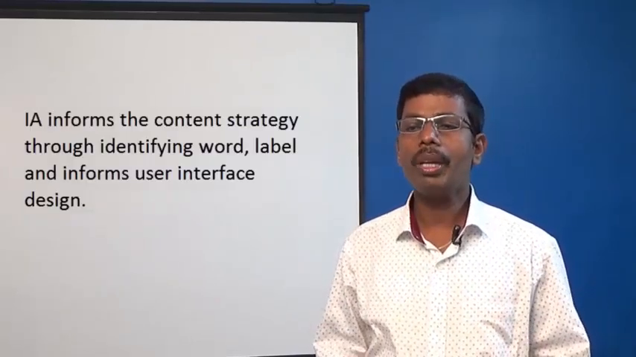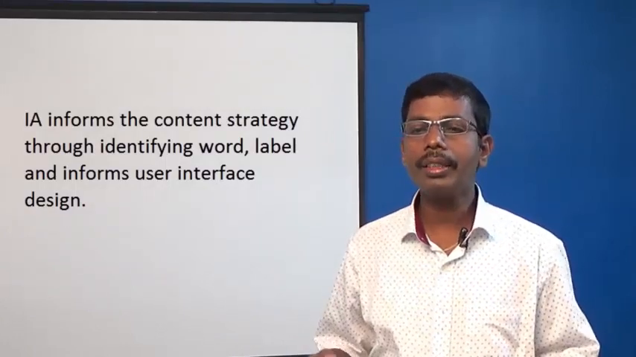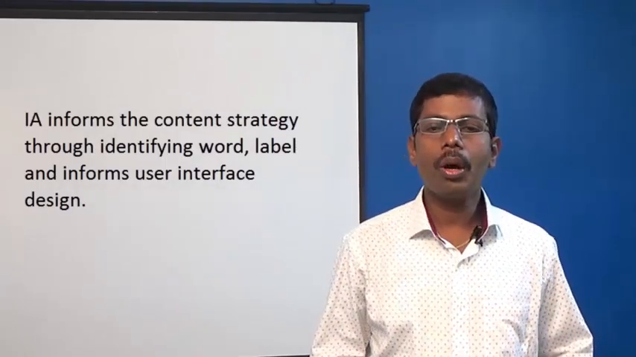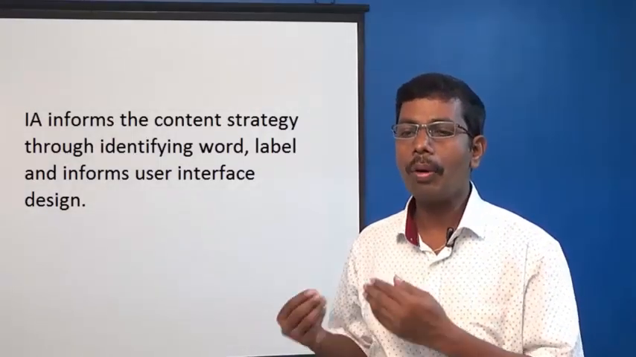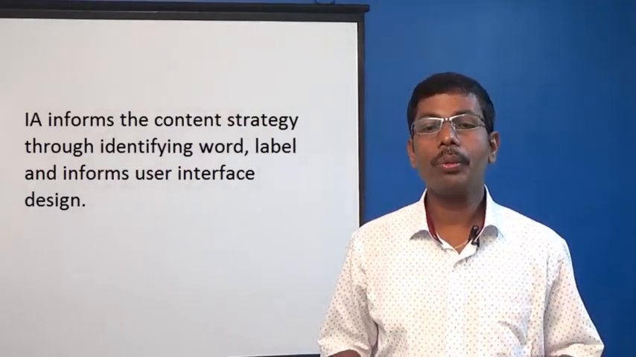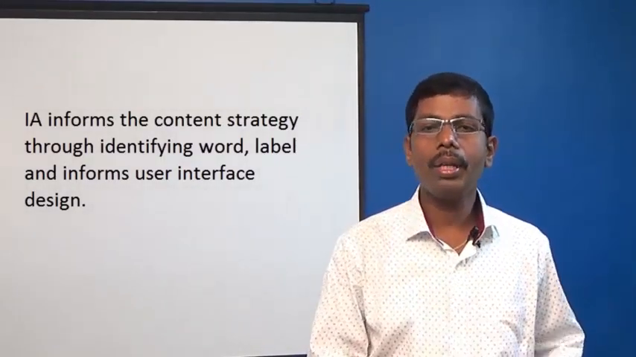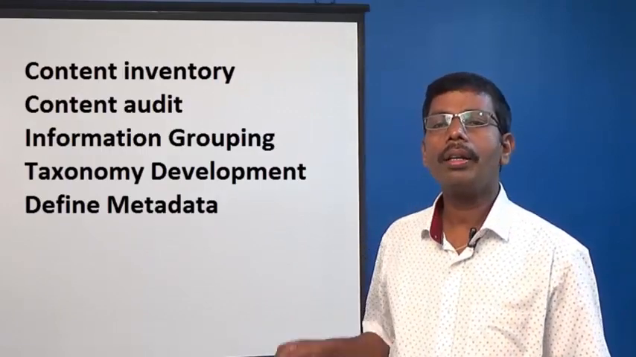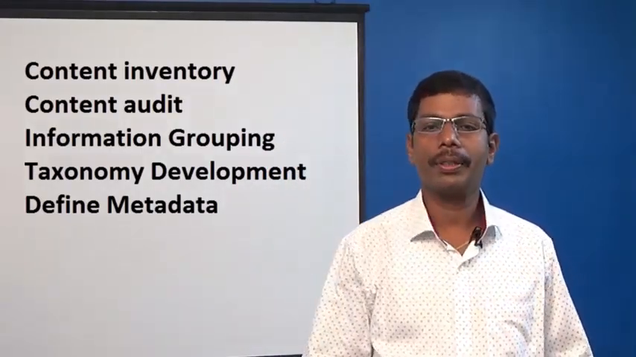So content needs to be organized and structured based on the target users, context and content. IA is to help users understand where they are, what they have found, what's around and what to expect. Your IA informs the content strategy through identifying where, labels, and informs the user interface design. We need to undertake the following activities to bring a good information architecture.